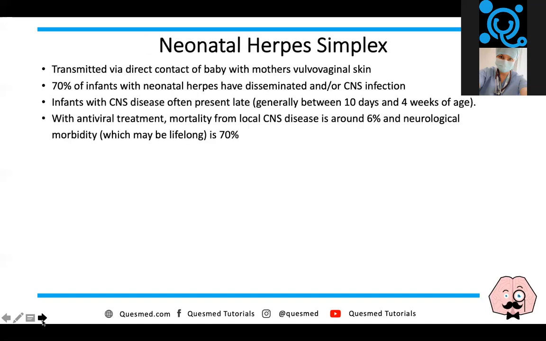Why are we bothered about herpes? Well, because of neonatal herpes. So this is transmitted to the baby during childbirth. And 70% of infants that do contract neonatal herpes have some involvement of their nervous system. And these babies tend to present late with non-specific signs, and the mortality even with antiviral treatment is around 6%, and there is a 70% chance of having long-term neurological morbidity. So it's really important that we treat HSV in pregnancy and try and prevent neonatal herpes.